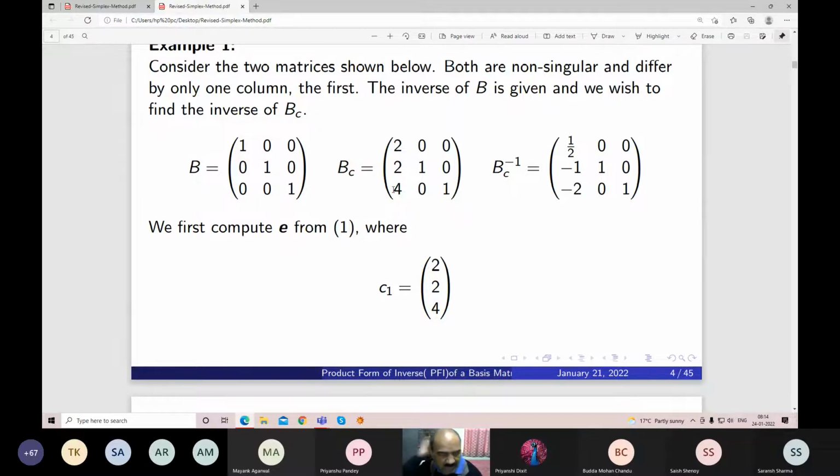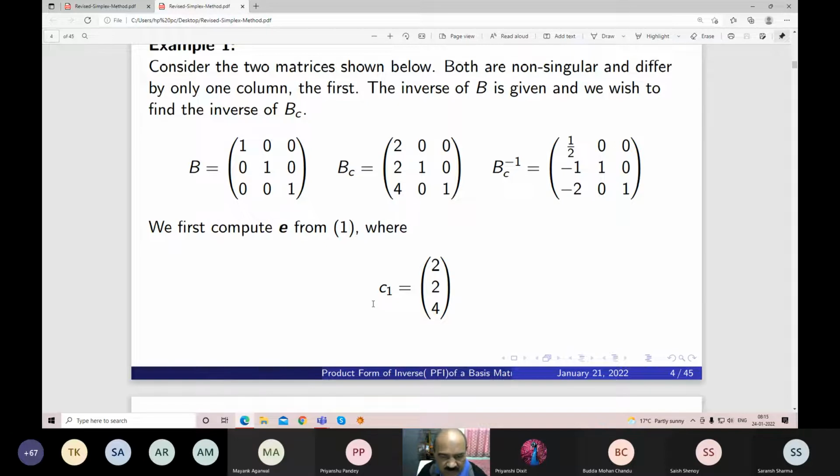So we can find the inverse of the BC. I will explain how we have computed BC inverse. As you know, I have told BC inverse equal to ER into B inverse. I am repeating again here. The two matrices B and BC. Which column is different here? First column is different.